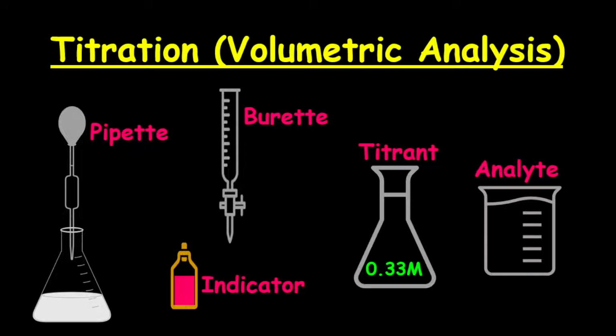Now today we are going through titration, which is the same thing as volumetric analysis. We're going to go through the definition for titration, look at the steps in carrying out titration, and also look at a formula that is useful when doing acid-base titration. Displaying on your screen are the apparatus and materials needed to carry out titration. We need a pipette, burette, titrant, analyte, and an indicator.